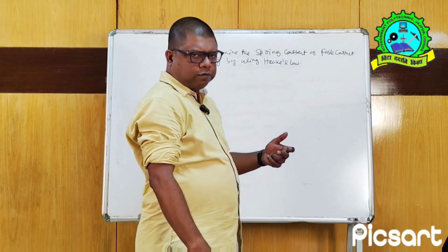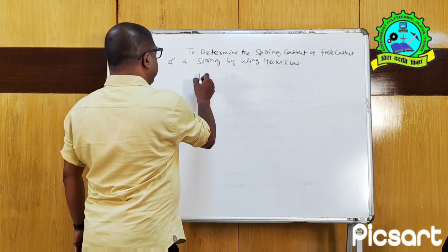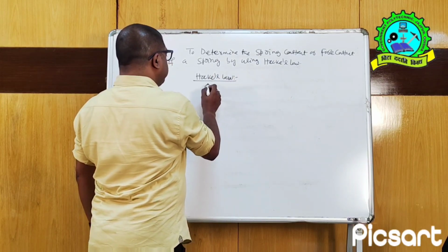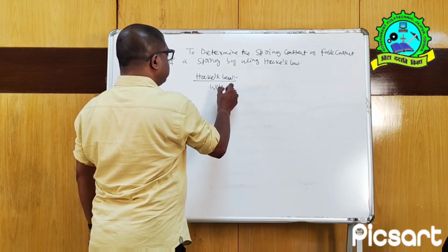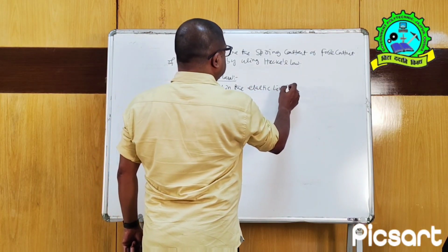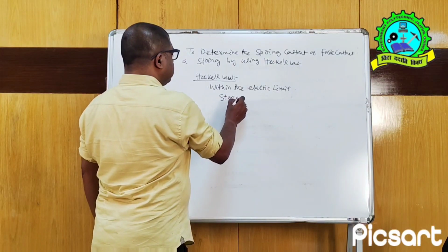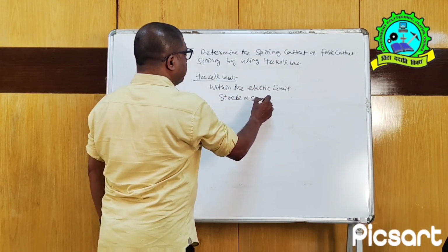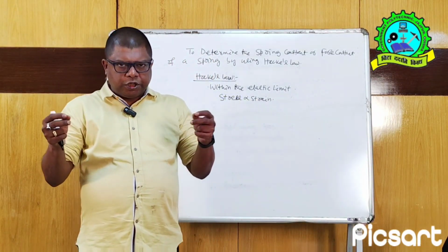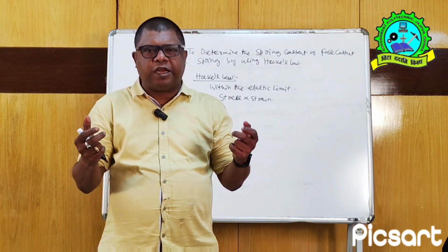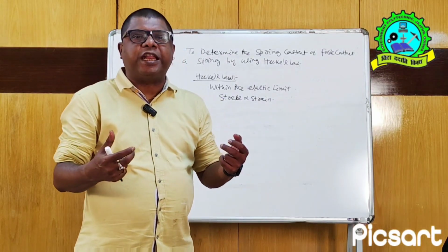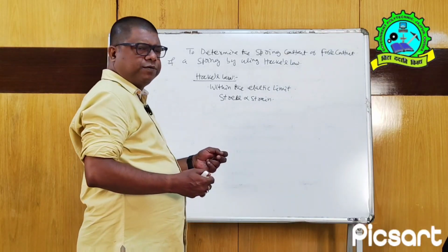So what is Hooke's law? According to Hooke's law, within the elastic limits, stress is directly proportional to strain. That limit up to which, on removal of the deforming force, the body comes back to its original position is called the elastic limit. So within the elastic limit, the stress is directly proportional to strain. This is the basic concept.